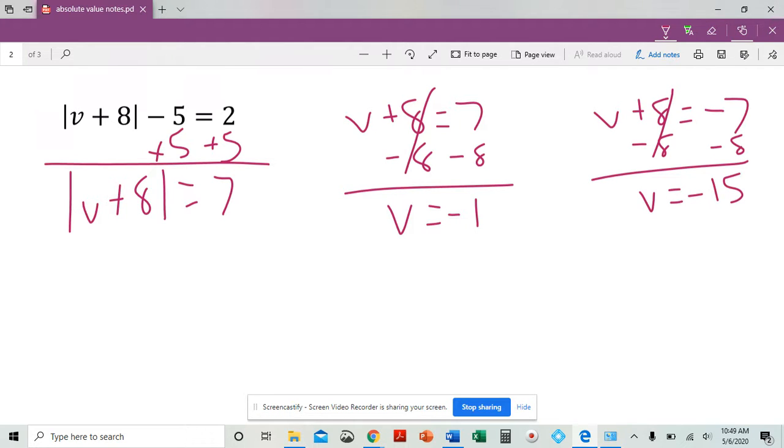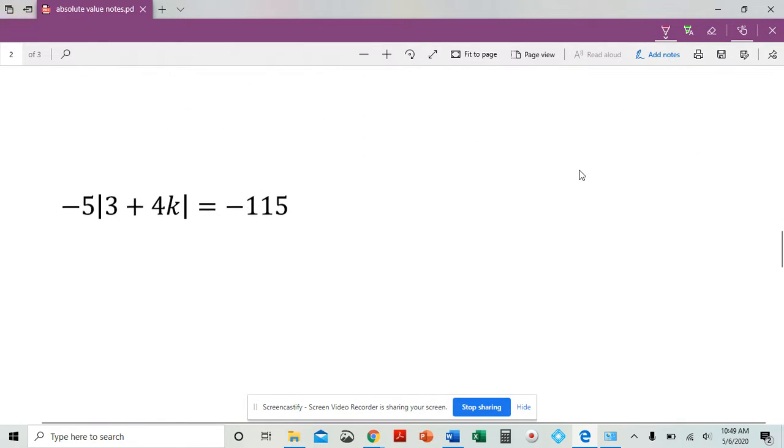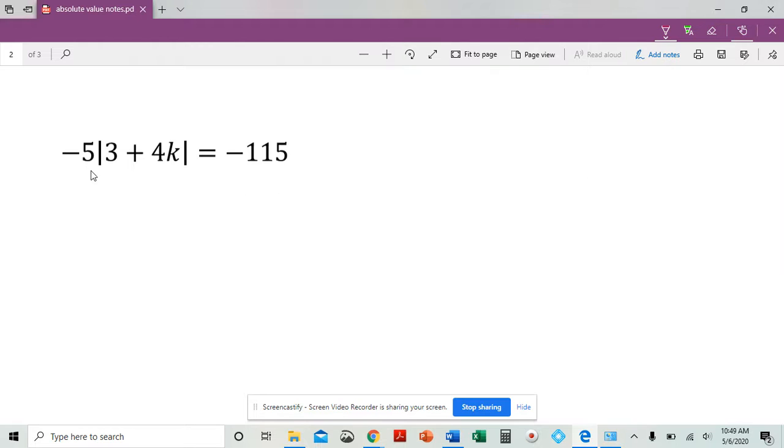All right, well, let's just double check it. Negative 1 plus 8 gives us 7. The absolute value of 7 is 7, minus 5 is 2. We're good to go. Negative 15 plus 8 gives us negative 7. The absolute value of negative 7 is 7, minus 5 is 2. They both work. But you have to remember to isolate, get this absolute value all by itself. You need to only have what is inside the absolute value signs before we can start this process of writing the two equations.